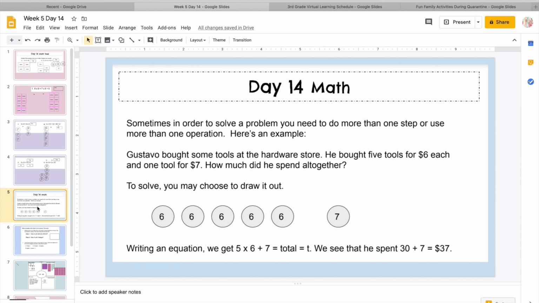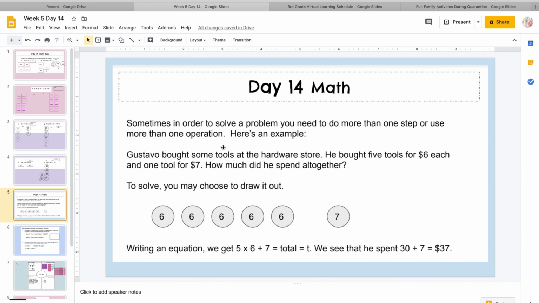Okay, and then it says sometimes in order to solve a problem, you need to do more than one step or use more than one operation. So here's an example. What we're going to start focusing on are 2-step math problems. So you might have to do one step and then do a follow-up equation as well.